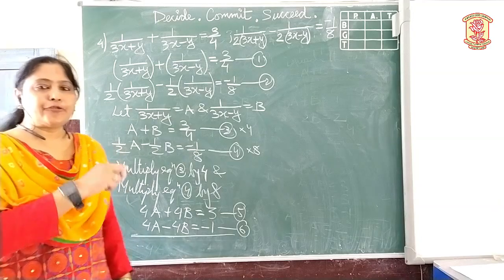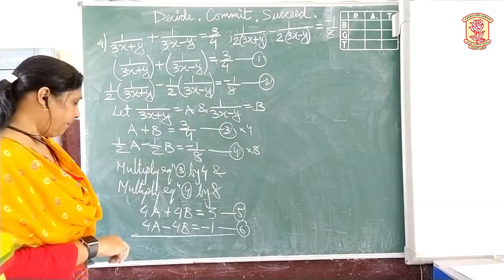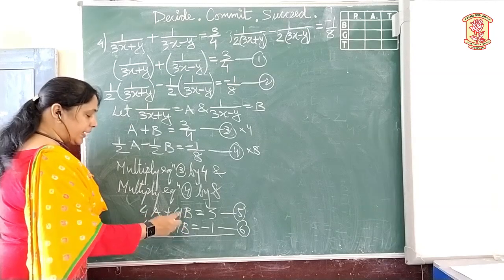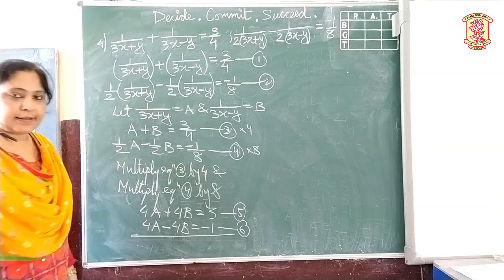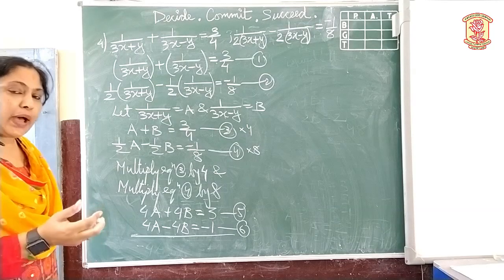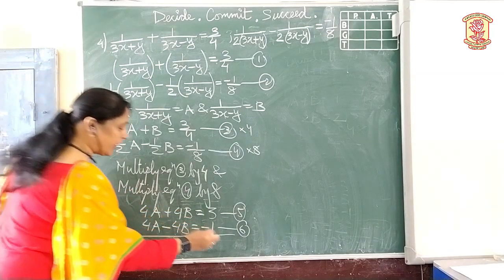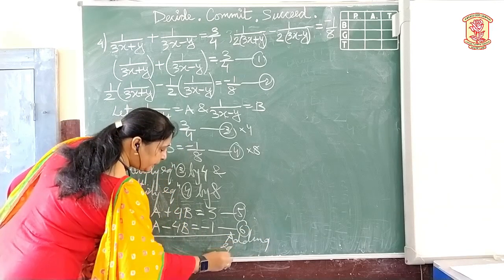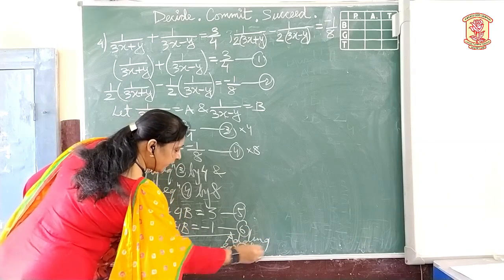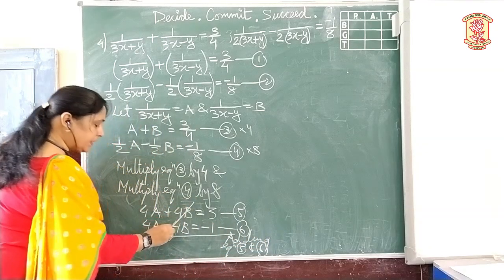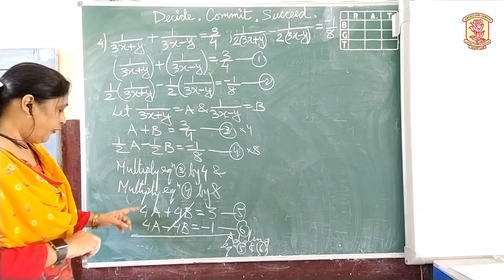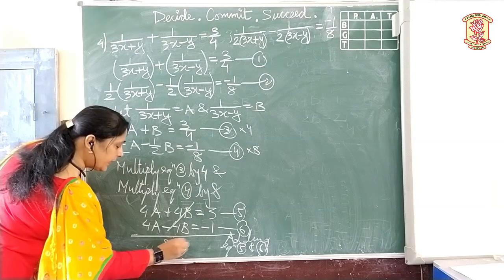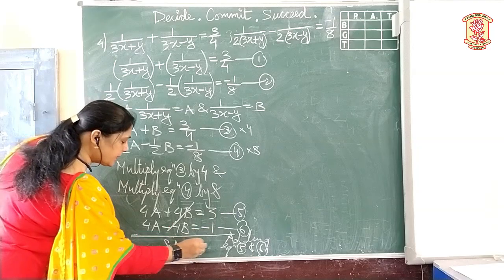Now observe the fifth and the sixth equation. In these two equations we find that the coefficients of b are the same and with opposite signs. So we can add. Why are we going to add? So that b will be eliminated. So adding equations 5 and 6, here plus 4b minus 4b cancels. 4 plus 4 is 8a equals 3 minus 1 is 2.